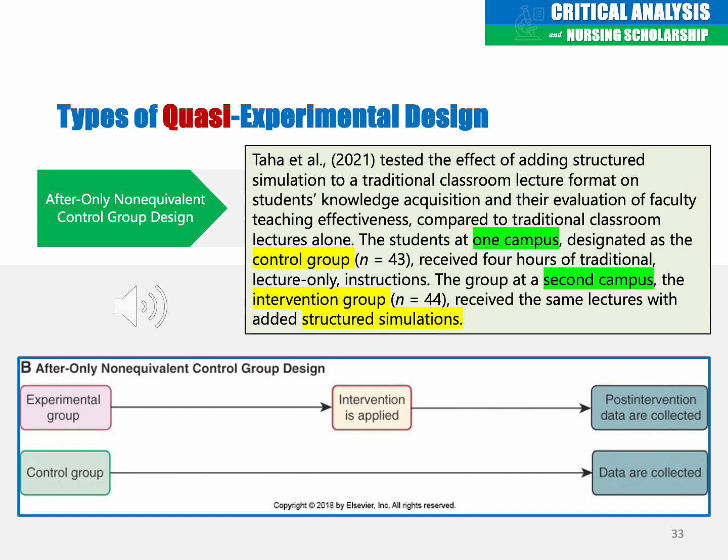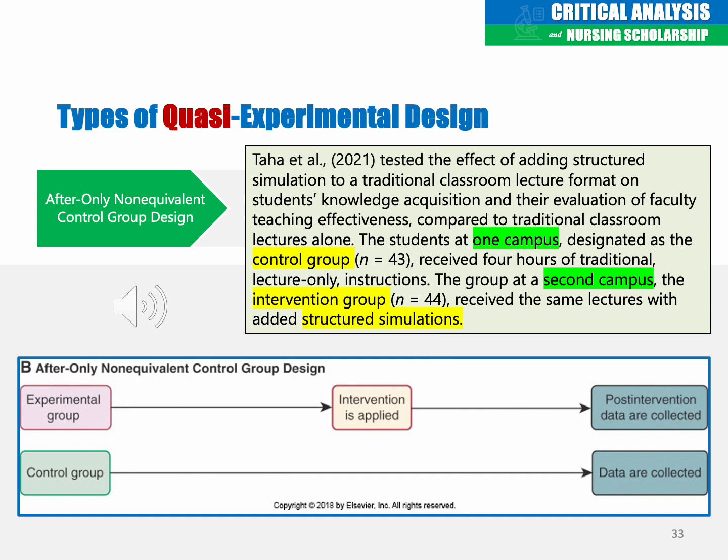Now, I want you to look at the real study conducted using after-only non-equivalent control group design. Taha et al. 2021 tested the effect of adding structured simulation to a traditional classroom lecture format on students' knowledge acquisition and their evaluation of faculty teaching effectiveness compared to traditional classroom lectures alone. The students at one campus, designated as the control, received 4 hours of traditional lecture-only instructions. The group at the second campus, the intervention group, received the same lectures with added simulation.